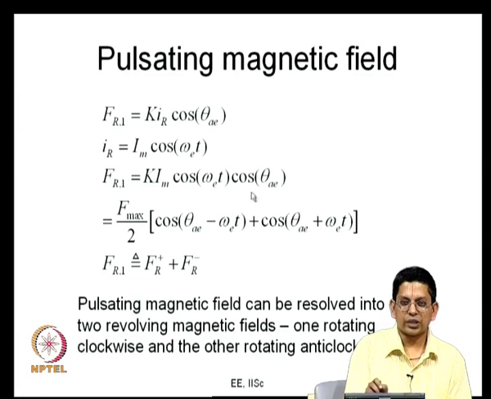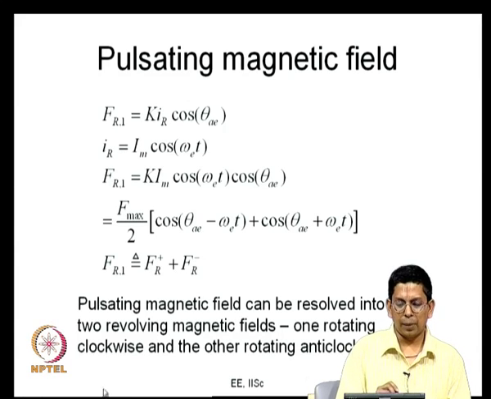Now, it is a product of two cosines. You can always write it as sum of two cosines like this. So, it is f max by 2. This K Im, let me call that f max for convenience, and this f max by 2, I can say that it is cos of theta AE minus omega ET, which is basically the difference between these two arguments, plus cos of theta AE plus omega ET, which is the sum of these two. That is what you have now. So, I can write this FR1 as two different components, theta AE minus omega ET, theta AE plus omega ET.